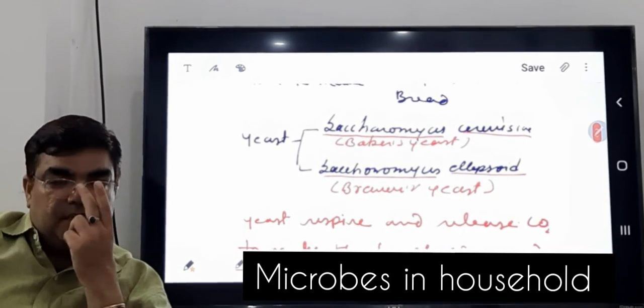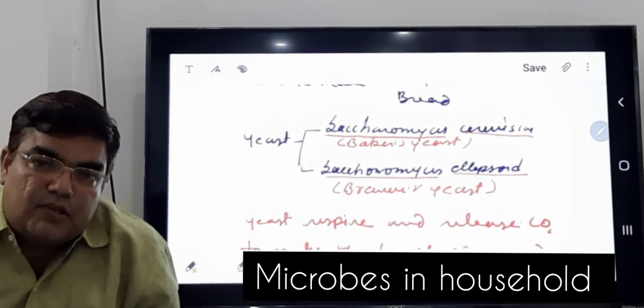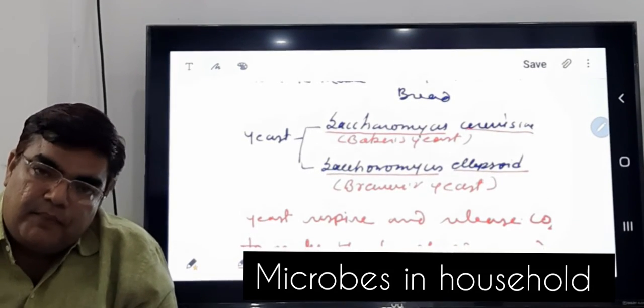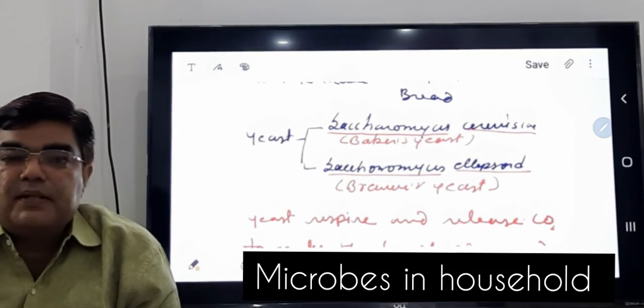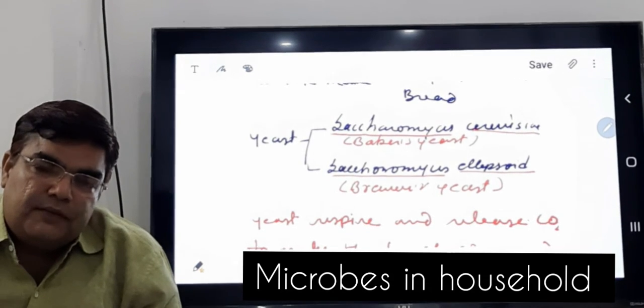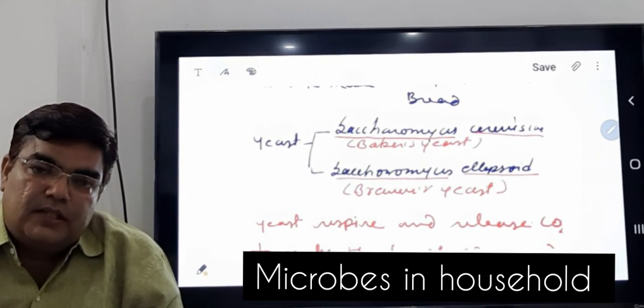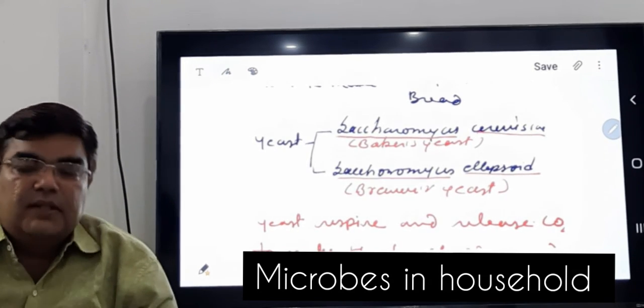The third one in household is the toddy. Toddy is the traditional drink used in South India and made from palm sap. The palm sap is also fermented and produces toddy. The fermentation process is also done in case of fish, bamboo shoot and soybean as well.